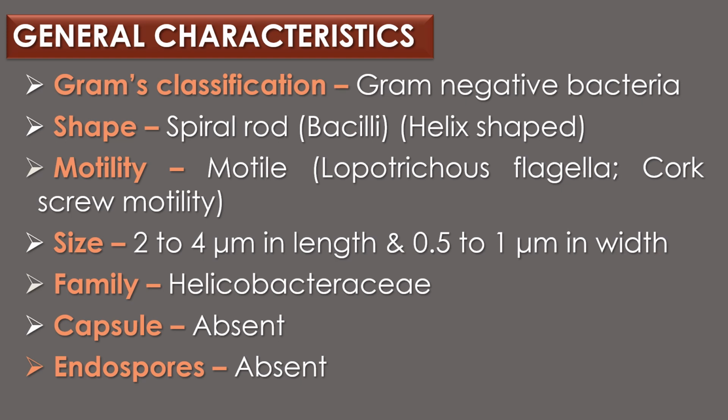Helicobacter pylori was previously known as Campylobacter pylori, and it is a gram-negative bacteria, and its shape is spiral rod or helix shaped. Regarding the motility, Helicobacter pylori are motile in nature due to the presence of lophotrichous flagella, and it shows corkscrew motility. The size of Helicobacter pylori ranges from 2 to 4 micrometer in length and 0.5 to 1 micrometer in width. It belongs to the family Helicobacteriaceae. Capsules absent and endospores also absent.